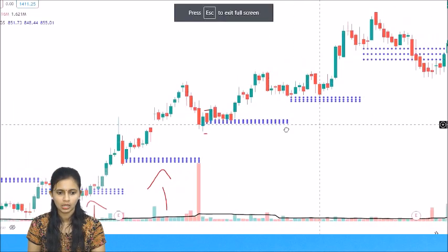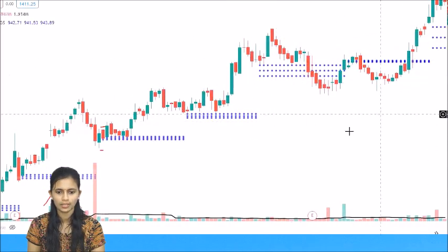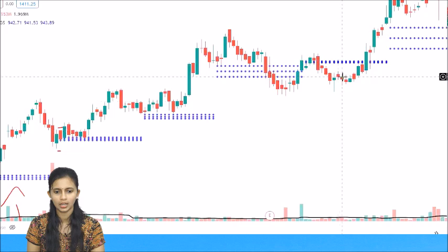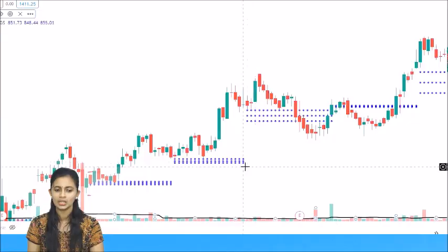Here if you see, the stock moved in the upward direction for another 2 months, and then it became range bound for again a very short period of time, that is around 1.5 months, and then again did the rally.